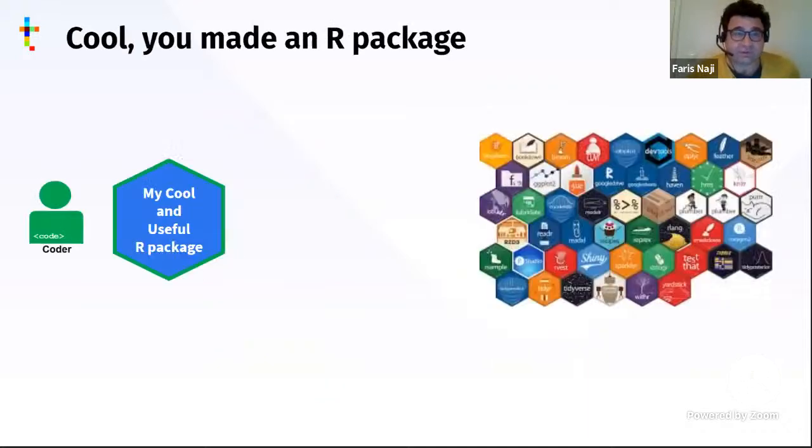So to start the issues, a coder usually produces a fantastic, cool, and useful R package, or sometimes it's a pipeline, an R pipeline. And if the package is for coders, then it's okay. Then the coder can make a package and deploy it to CRAN or Bioconductor, and everybody's happy. But if the package is predominantly aimed for non-coders, that's when some complexities start being introduced.